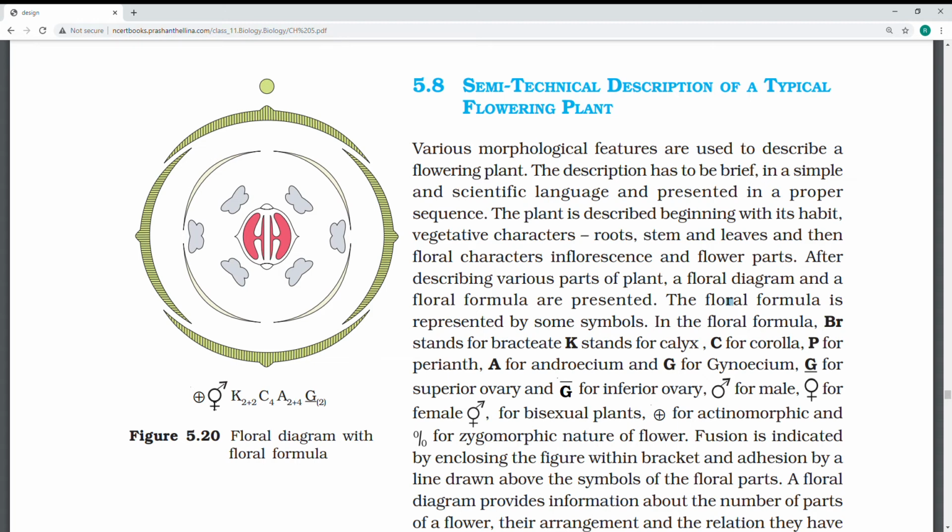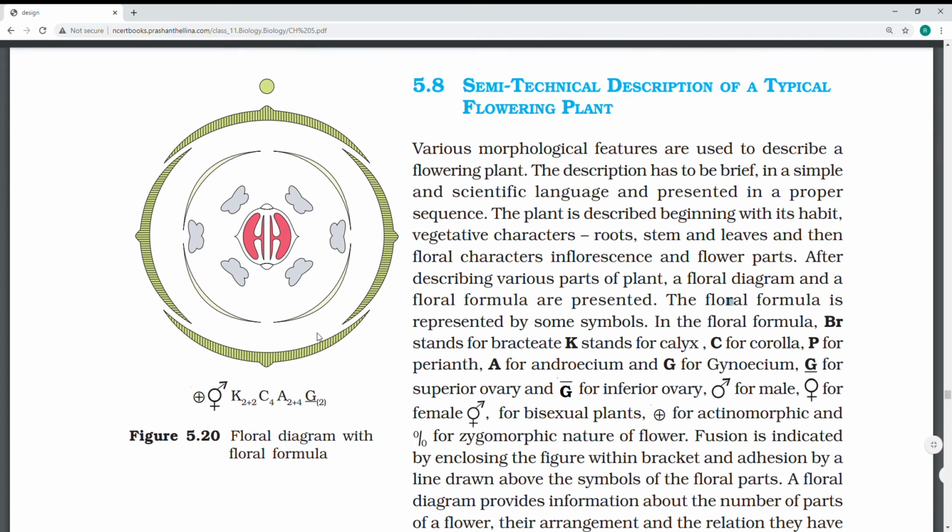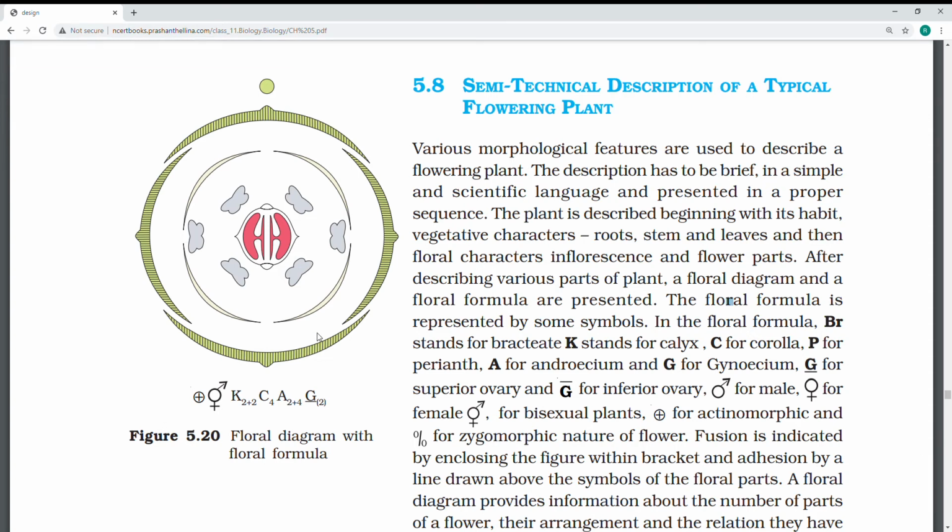The calyx, which is 2 plus 2: these are the calyx, 2 on the outer side and 2 on the inner side. The corolla, which is 4 in total, which are in the same line, that is showing the 4. Androecium, which is 2 plus 4, and the gynoecium G, which is at the bottom, means that is a superior ovary, enclosed in these brackets. You see carefully. So it shows the number of parts of the flower.